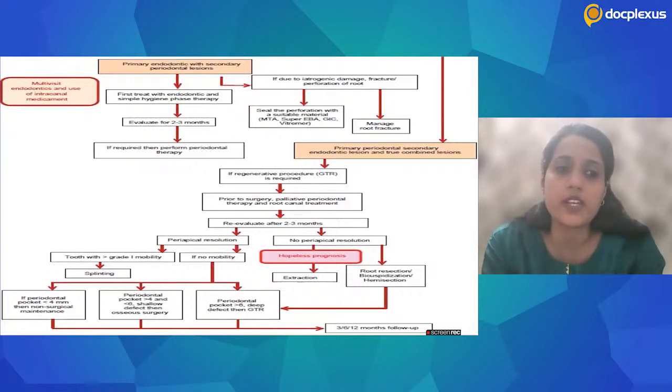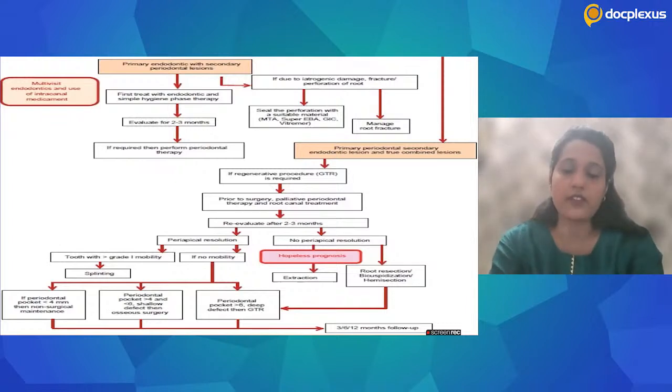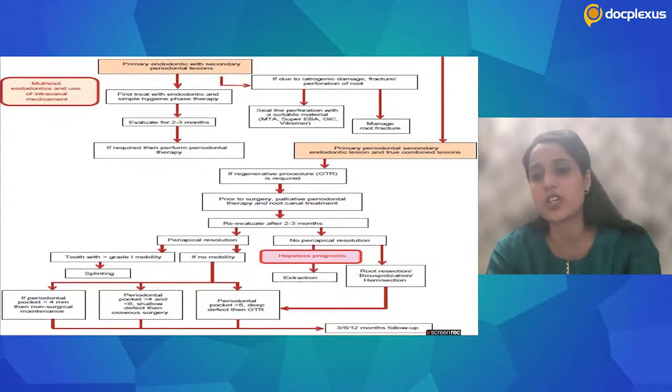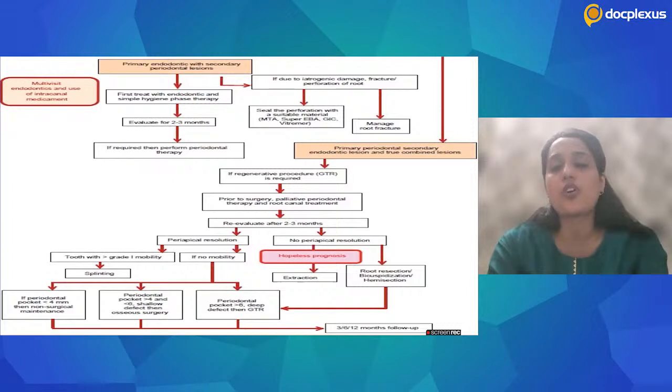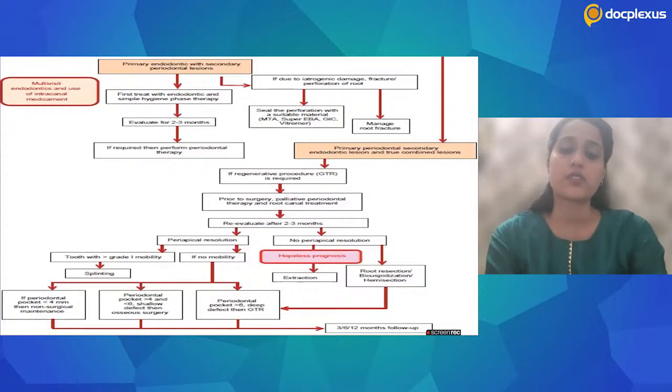If after splinting the periodontal pocket is less than 4 mm, then non-surgical maintenance can be done. If it is more than 4 mm and less than 6 mm, then it might require osseous surgery. And if it is more than 6 mm, then definitely a GTR treatment will be required. Any treatment, even if it is just endo, just perio, or a combined endo-perio treatment, should have a follow-up so that we know how our treatment is turning out.